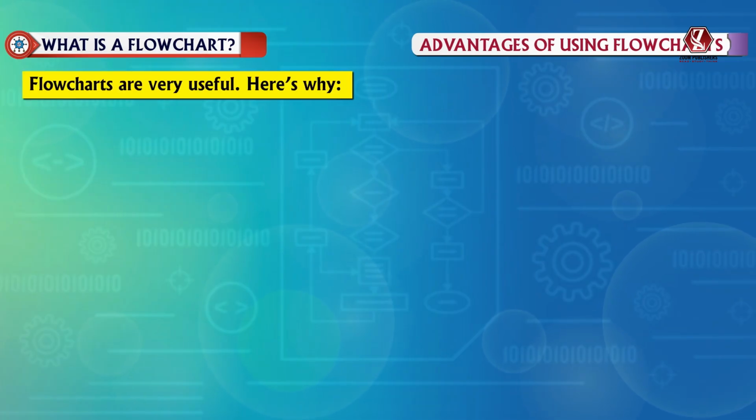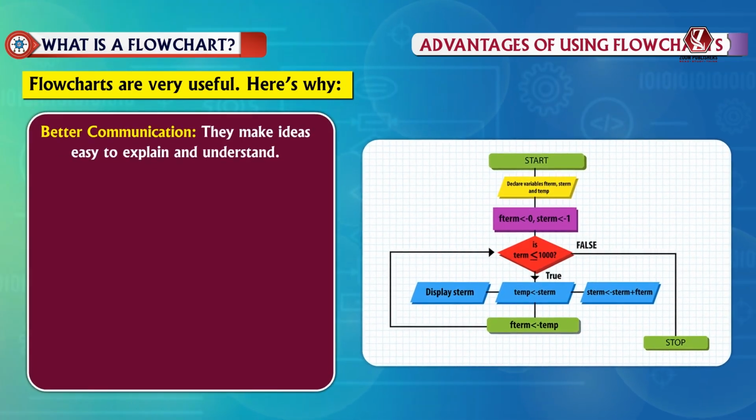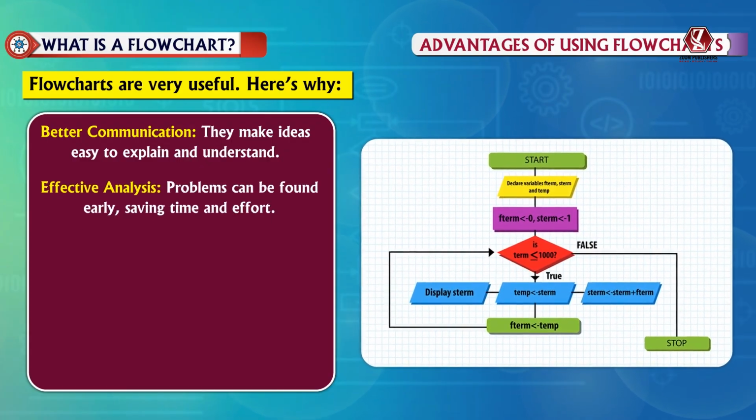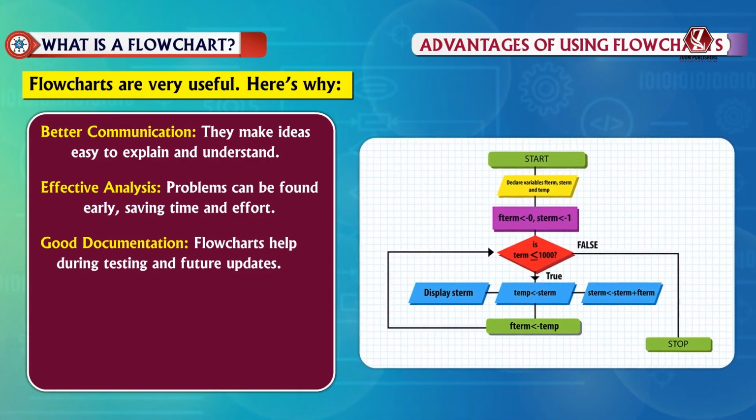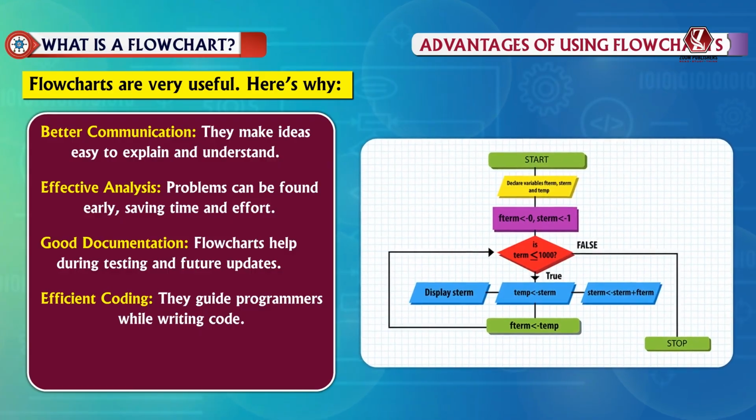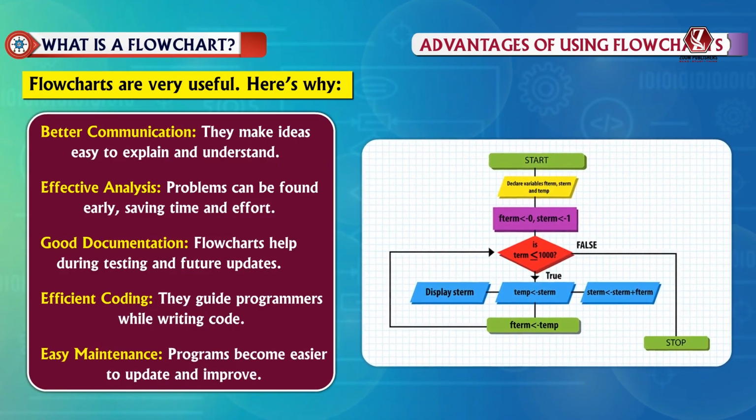Advantages of using flowcharts. Flowcharts are very useful. Here's why. Better communication. They make ideas easy to explain and understand. Effective analysis. Problems can be found early, saving time and effort. Good documentation. Flowcharts help during testing and future updates. Efficient coding. They guide programmers while writing code. Easy maintenance. Programs become easier to update and improve.